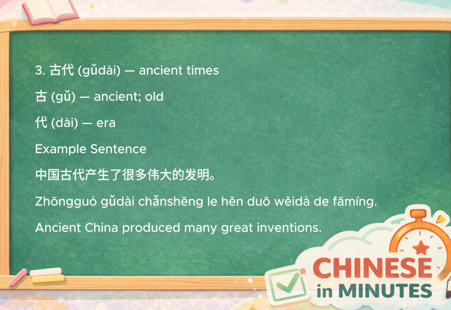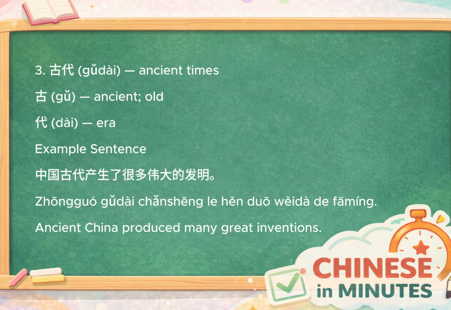Now let's look at 古代, which means ancient times. 古 means ancient, and 代 means era. Together, they simply mean the ancient era. Picture ancient China with emperors, palaces, horses, and bamboo scrolls. That's the feeling of 古代.